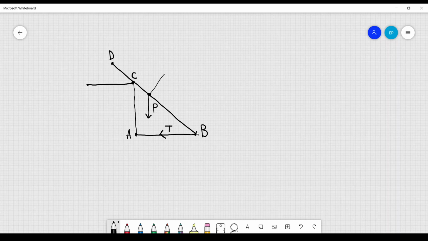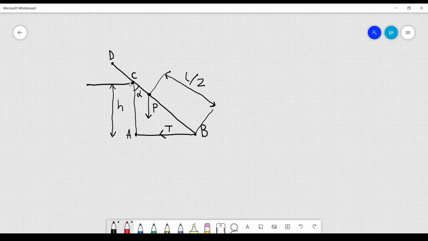So this length here is half of the length of the rod, which I will denote with the letter L. So this length here is L over 2, the length of the rod divided by 2. Let's also assume that the height of the wall is h, and this angle here is alpha. So alpha, h, P, L are given.